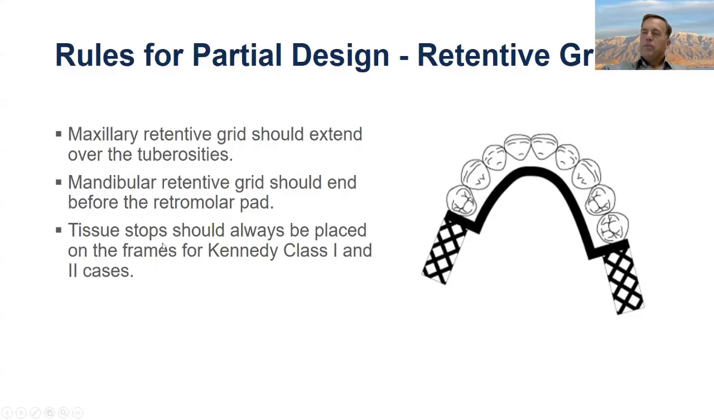And then tissue stops. What they are is little pads of metal that actually sit on the model. They're called tissue stops, but they're not really for the mouth. What they're for is for the model. A lot of times with traditional processing, we're going to apply a tremendous amount of pressure in the laboratory when we process the resin. So what we don't want is, because there's a space under this grid, we don't want it tipping back here so that this part of the partial isn't actually well seated during the processing.